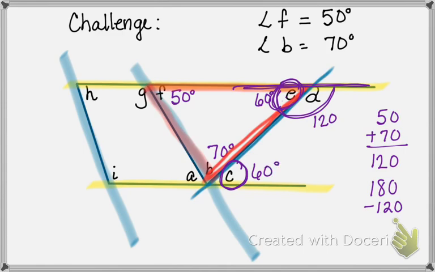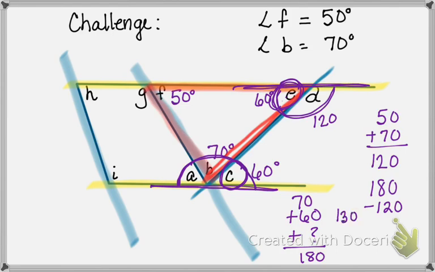Now, if I know that B and C, and then if I need to find A right here, A, B, and C all together go across a straight line of 180 degrees. So I know 70 plus 60 plus something has to equal 180. So 70 and 60 gives me 130. And so if I take 130 away from 180, I get 50. So I know this has to be 50, which is A. And if I didn't realize that, also F and A are alternate on opposite sides of the transversal, alternate interior. They have to be the same.